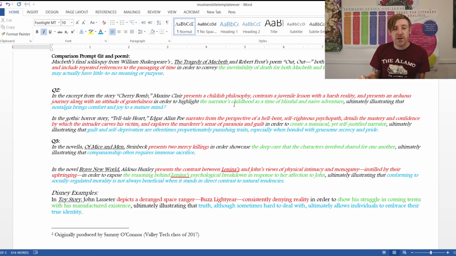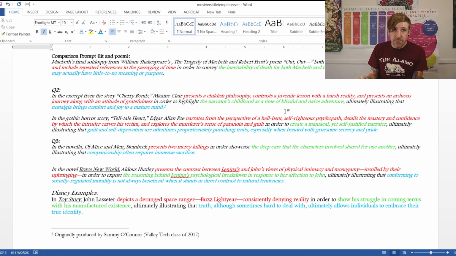And this was actually written by a former student of mine. And once again, we have all of these parts that I can tangibly point to in the text. We link all of these parts to the idea of being blissful or naive or adventurous. And then our conclusion is going to talk about nostalgia and how that brings a sense of comfort.